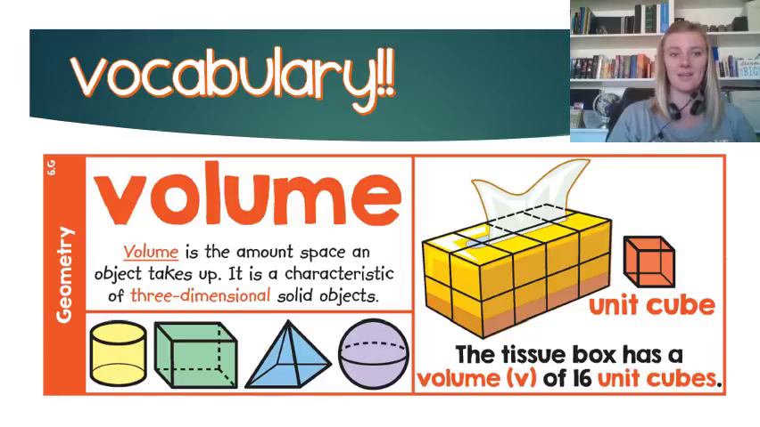Now, volume is the amount of space that an object takes up. So all of our three-dimensional solid objects, like the cylinder, this rectangular prism, this square pyramid, and this sphere, all have volume. Today we're just going to be talking about rectangular prisms. Next week we're only going to be talking about rectangular prisms. You'll learn about volume of spheres and things like that later on in other grades. But if you look at this tissue box right here, you can see that it has 16 unit cubes that could fill that box. So the volume of that tissue box would be 16 unit cubes.